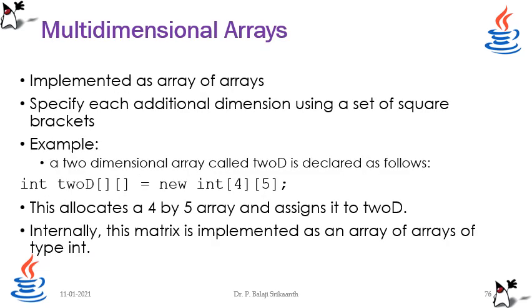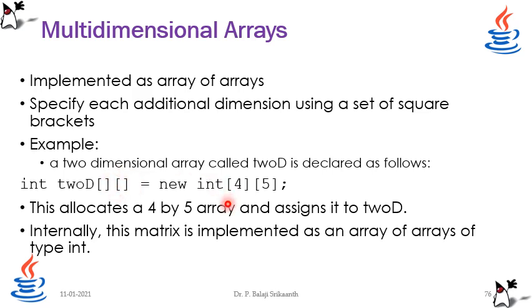We can have multi-dimensional arrays. Multi-dimensional arrays are implemented as arrays of arrays. We specify the additional dimension using a set of square brackets. For example, a two-dimensional array called twoD is declared as follows. int twoD, how many pairs of square brackets are available? 2 pairs of square brackets. Therefore, it is a two-dimensional array.